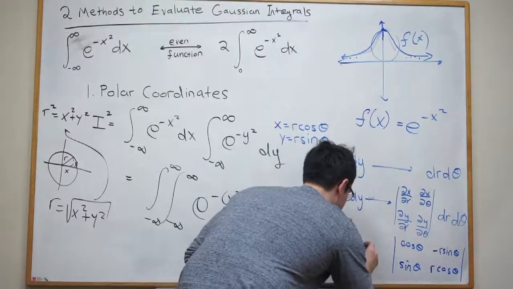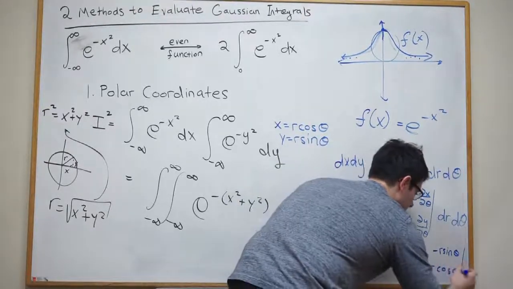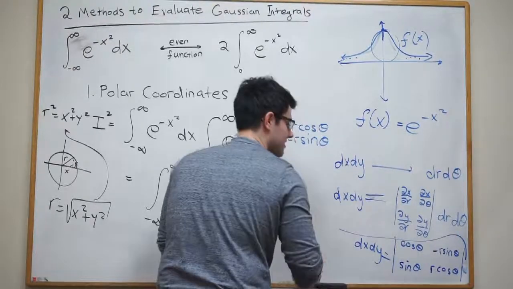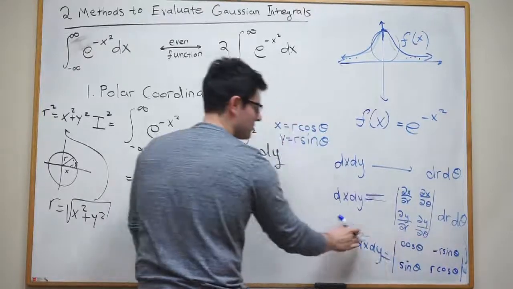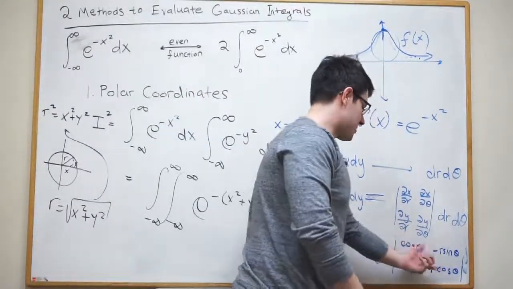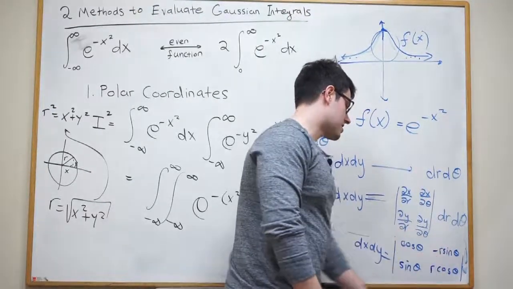Okay, and so we have dx dy, and so this becomes a determinant now. There would be a dr d theta tacked on here. So then we do this determinant, and we take the cross terms and multiply them. So we have r cosine squared minus minus r sine squared.